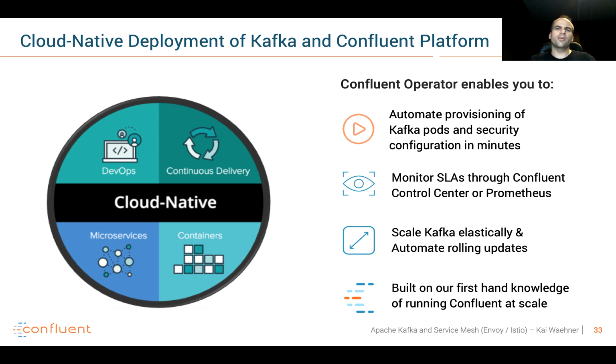This includes things like rolling upgrades, security automation with certificate management, but also monitoring and then sending data to other monitoring tools like Prometheus or Control Center from Confluent. So it's really a tool which helps you reduce the risk and the burden of running Kafka and Confluent on Kubernetes infrastructures.